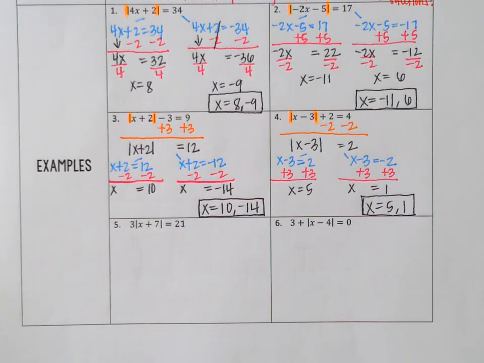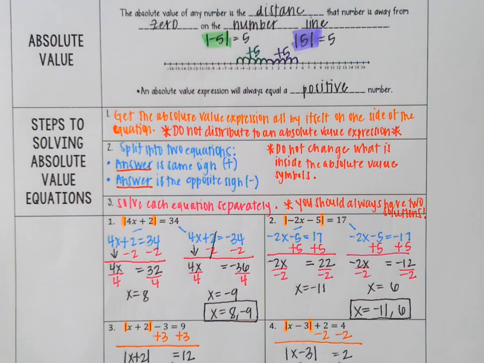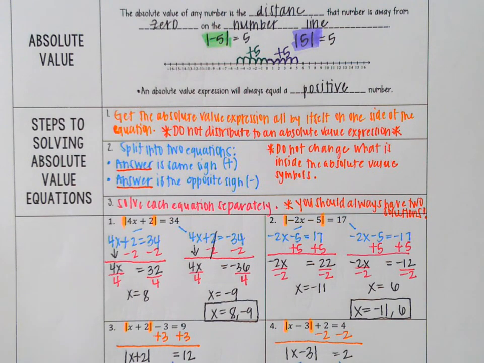Okay, so let's move on to number 5. We have 3 times the absolute value of x plus 7 equals 21. Now remember, in our steps to solving absolute value equations, our first step is to get the absolute value expression all by itself on one side of the equation. And remember my big takeaway there: do not distribute to an absolute value expression.